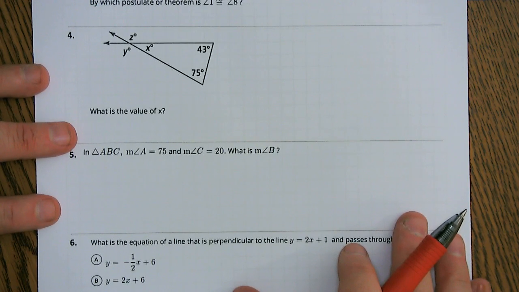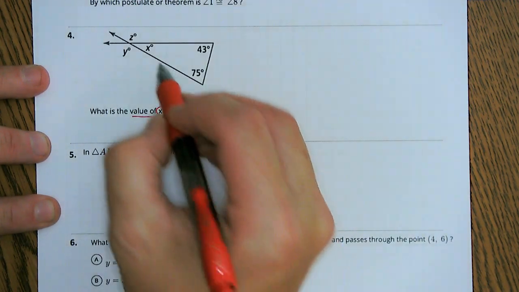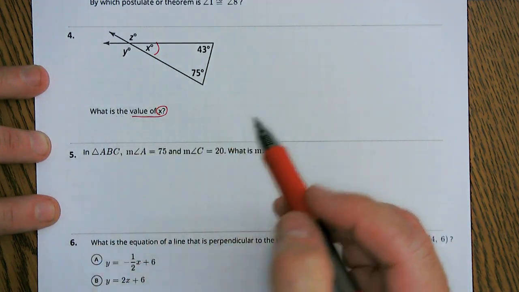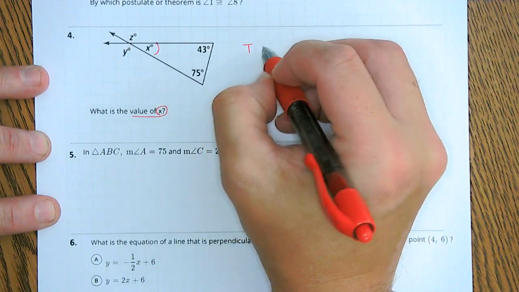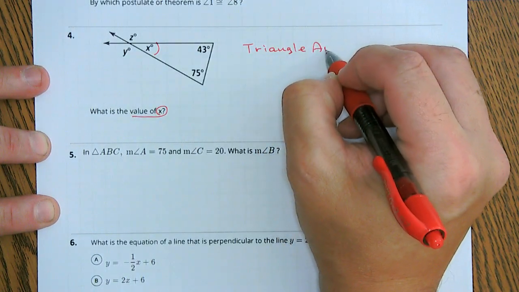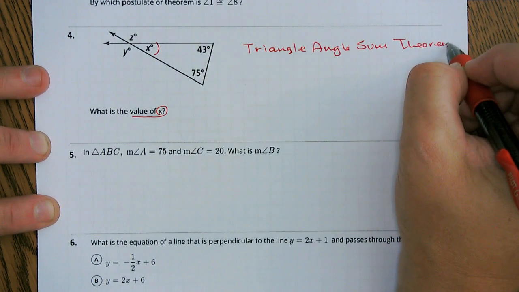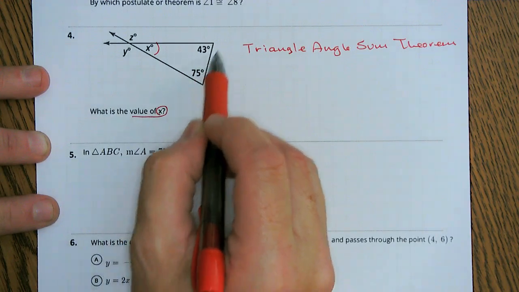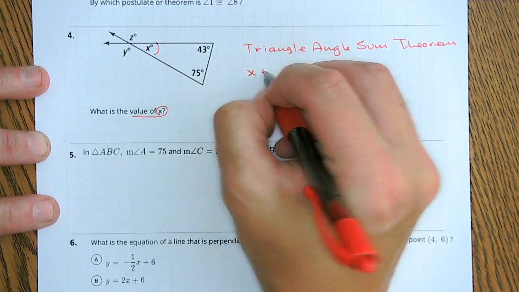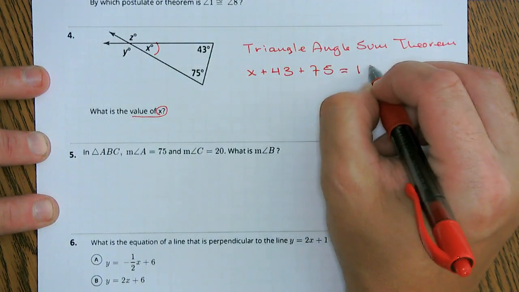So for number 4 here, we've got this triangle. We're looking for the value of x. So we're looking for this angle here. This is the angles inside of a triangle. Now we remember that this is our triangle angle sum theorem. Our triangle angle sum theorem tells us that the angles inside of a triangle have to add up to 180 degrees. So if we have angle x plus that 43 degree angle plus the 75 degree angle, all of those have to add up to 180.